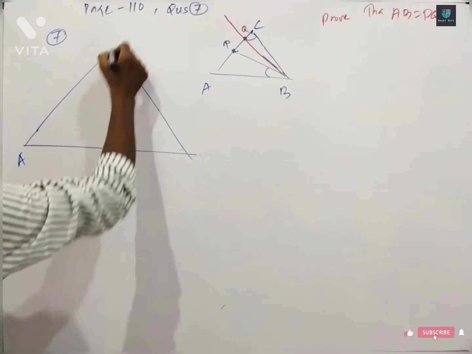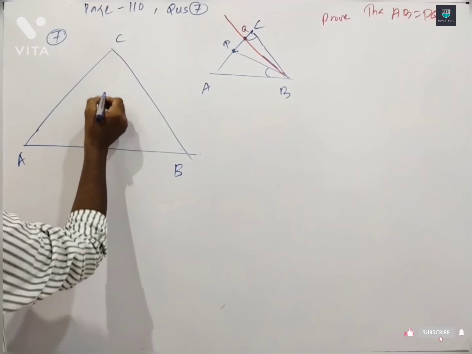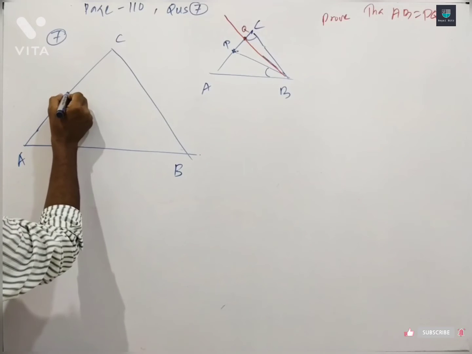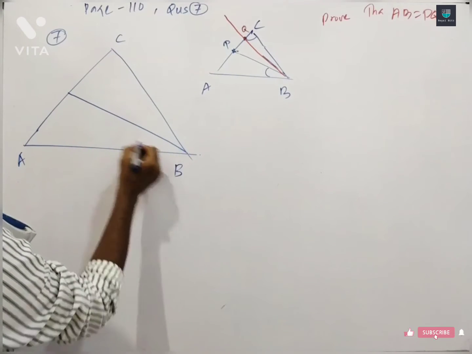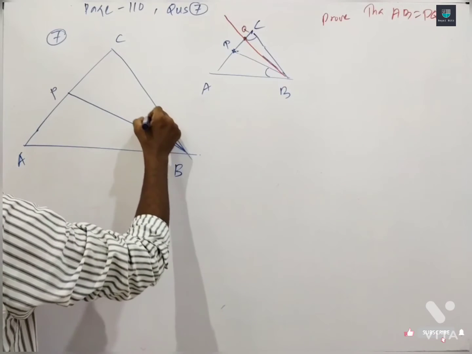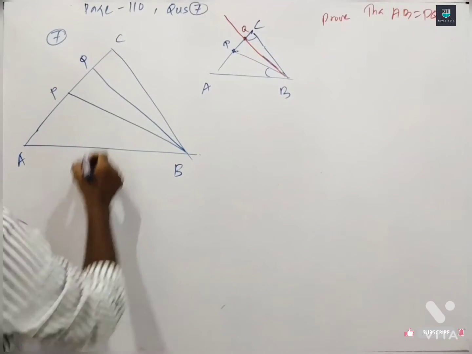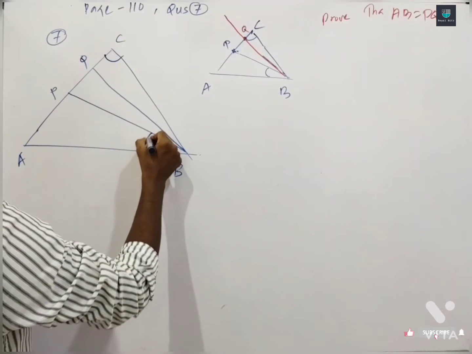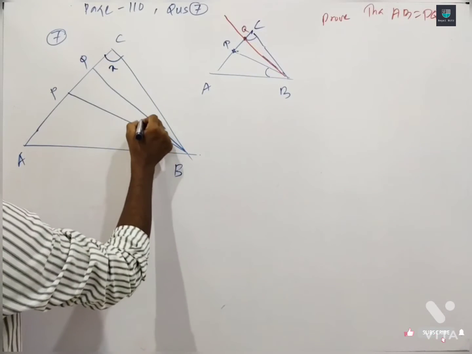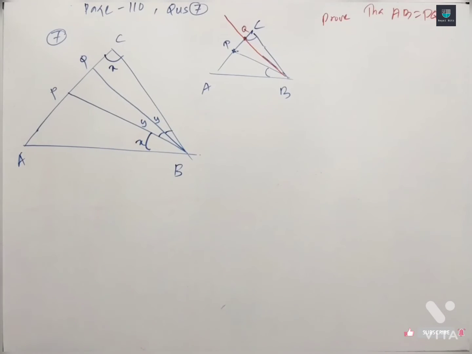So, ACB again. This is P again. This is Q. Okay. So this angle and this angle are equal. I put X, and this is Y, because of the bisector. Okay. Now this is right.